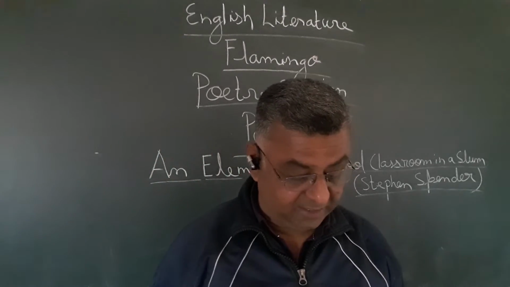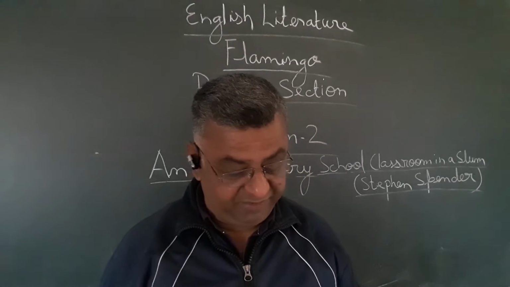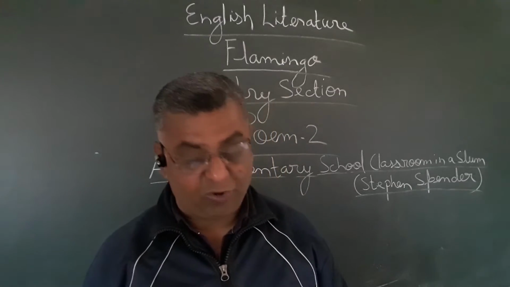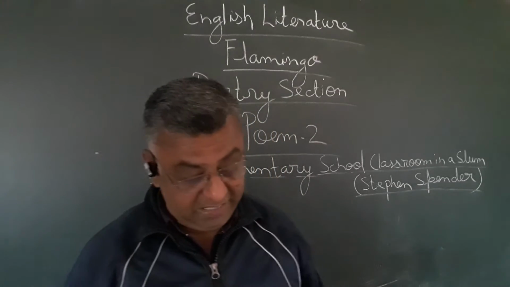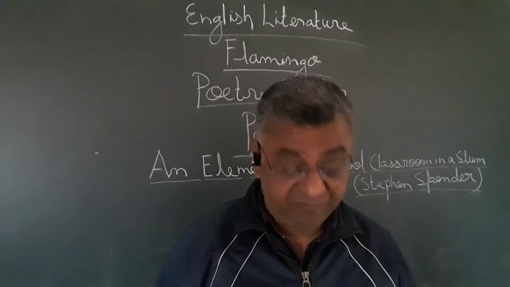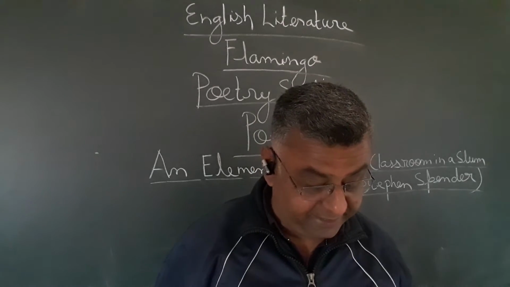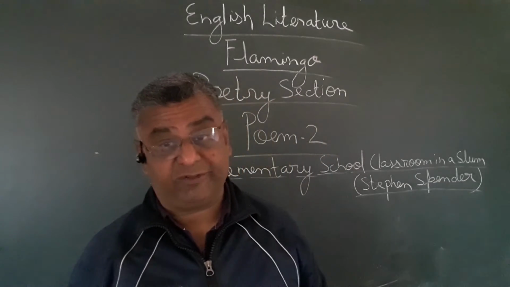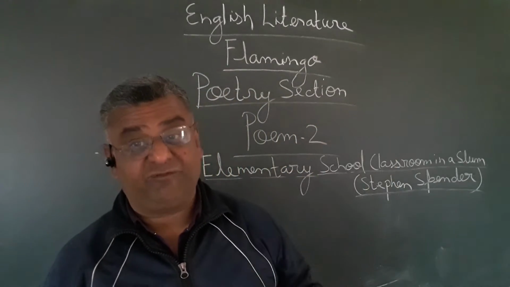The poet says that the gilded and flowery world of the rich is quite foreign for them. The gilded and flowery world, the good world of the rich, is quite foreign for them. That means it is just like foreign for them.